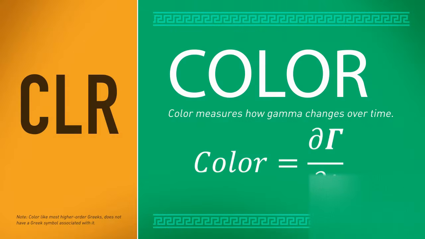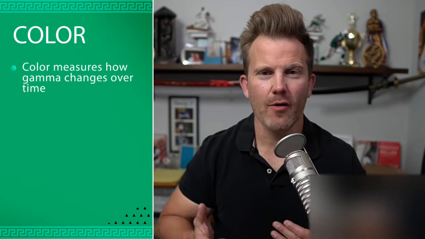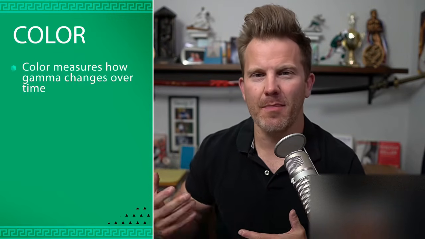Now, you might remember that there's another Greek that we've already covered, i.e. gamma, that is price, then price. So if you think about color, it's essentially the derivative of gamma with respect to time. Okay, so there's the math. But what does that actually mean? Like, how can we actually use that? Well, here we go. Color measures how gamma changes as time passes.